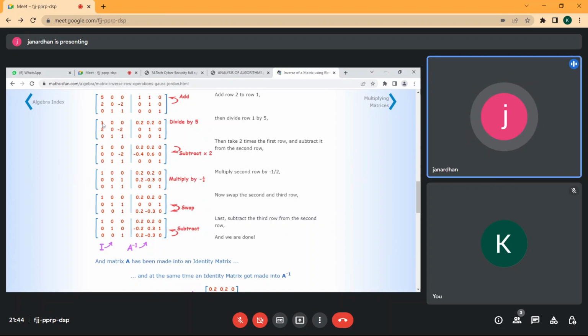Divide row 1 by 5, then you will get it like this. Next, subtract 2 times.